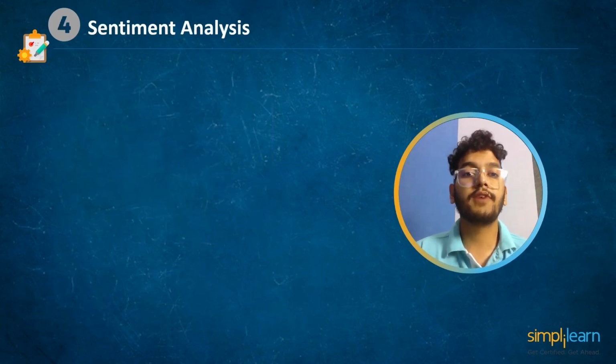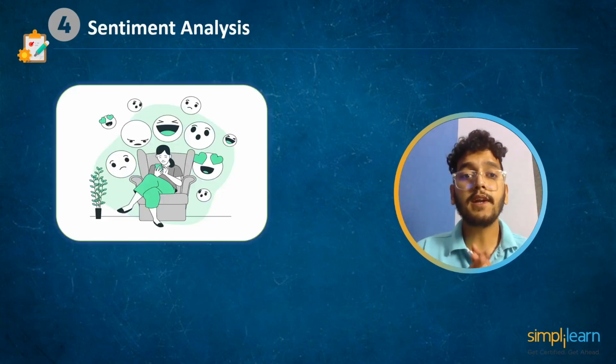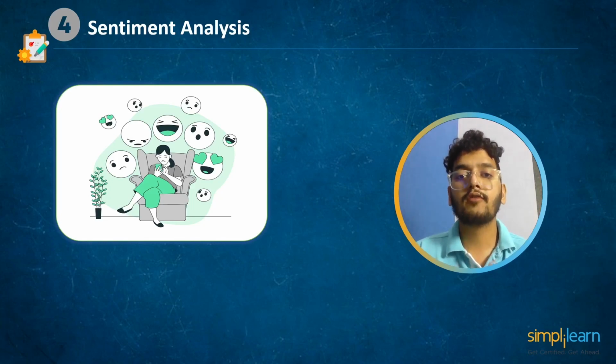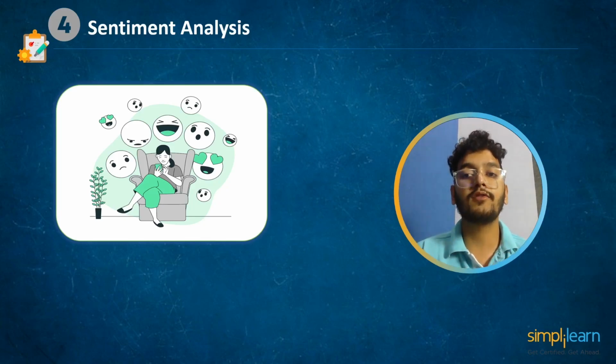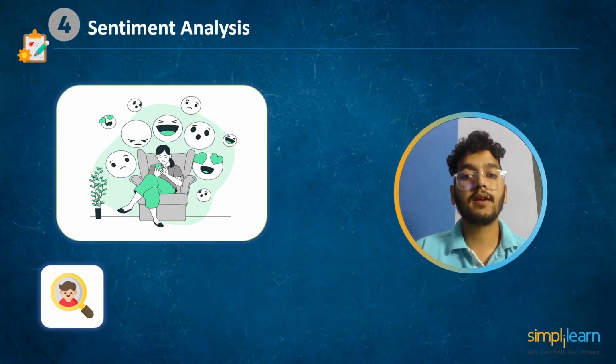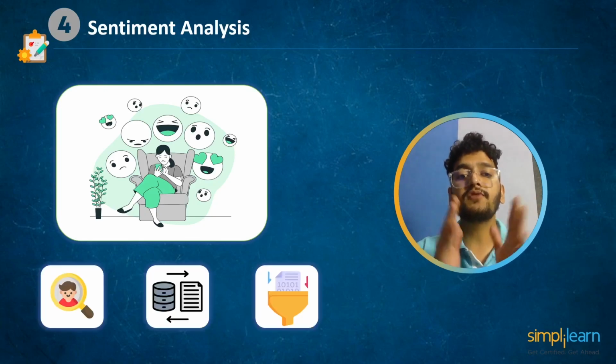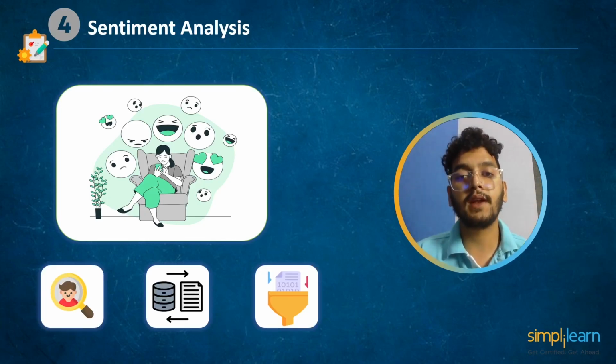At number 4, we have sentiment analysis. Sentiment analysis, also known as opinion mining, is a straightforward process of determining the author's feeling about a text. What was the user's intention when he or she wrote something? To determine what could be personal information, we employ a variety of natural language processing and text analysis technology. We must detect, extract, and quantify such information from the text to enable classification and data manipulation.